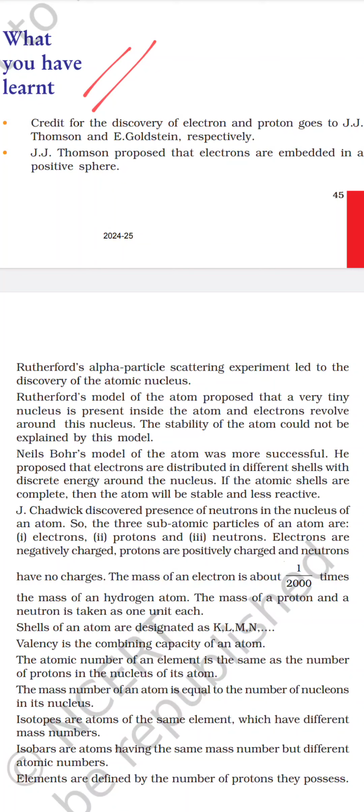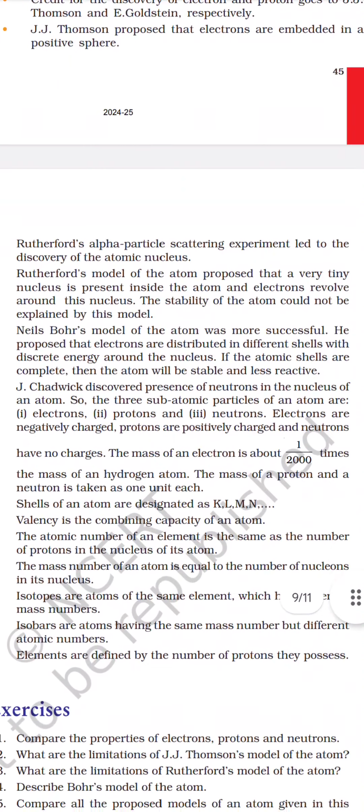Next, isotopes are atoms of the same element which have different mass numbers. Isobars are atoms having the same mass number but different atomic numbers. Elements are defined by the number of protons they possess. Got it? It is most important, so you must memorize it.